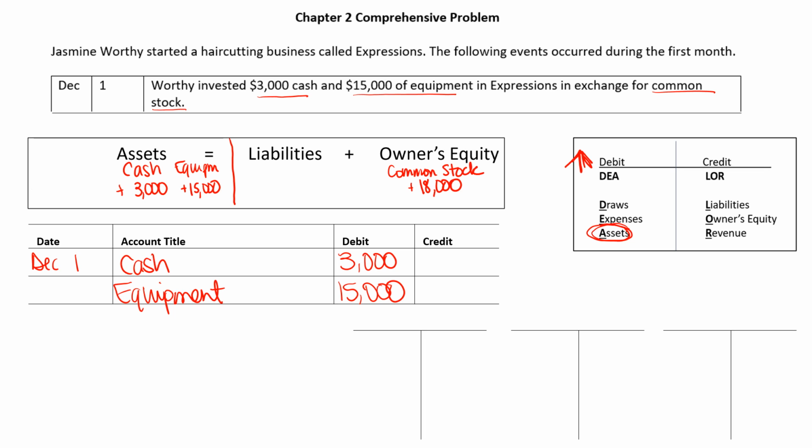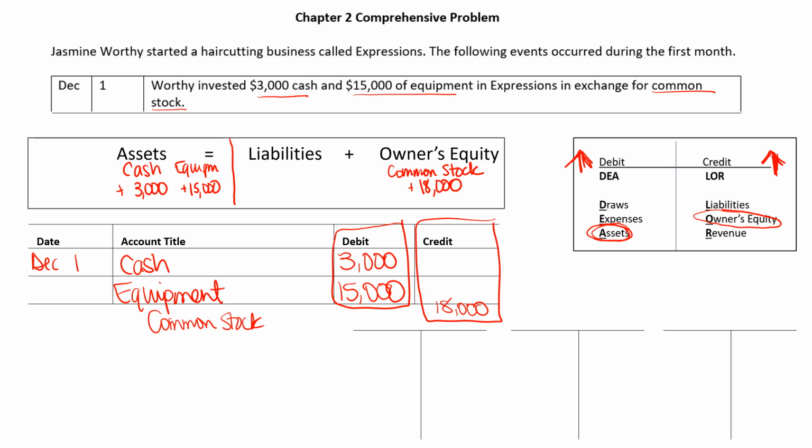But for this one, we also have one more account, which is common stock. Common stock is an owner's equity account, and it is increased with a credit. So we credit common stock $18,000. So at the end of our journal entry, we have used at least 2 accounts, and our total debits equal our total credits. And so now we can just look at what we would do in terms of posting.